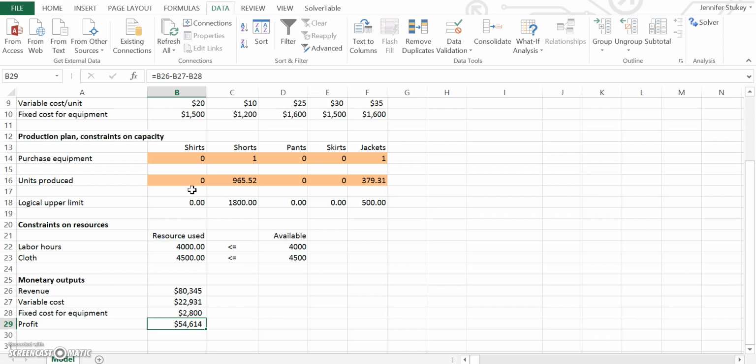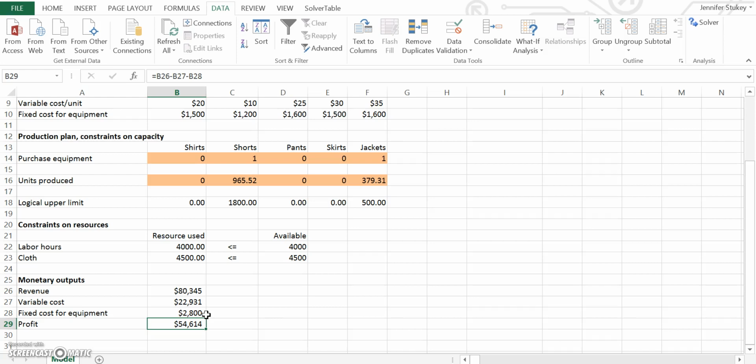All right, let's talk about how many of our resources we've used. So you have used all 4,000 labor hours and all 4,500 yards of cloth. Your total revenue is $80,345. Your variable cost is $22,931, and your fixed cost for the equipment is coming in at $2,800. Again, these are all things that you would want to put in your write-up. That's good information that your manager would want to justify your decision.